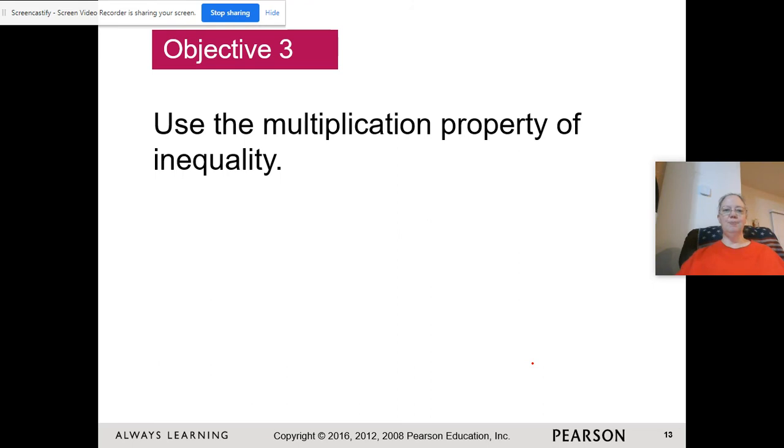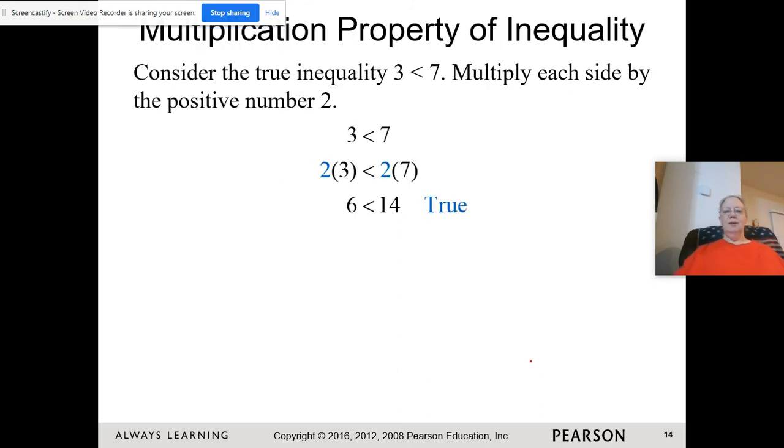Okay, multiplication property. I said solving an inequality is exactly the same with one exception, and here we're going to get our one exception. Let's take a look at this. Suppose I know that 3 is less than 7. We know that's true. 3 is smaller than 7. If I multiply both sides of this inequality by 2, I get 6 is less than 14, and that is still true. So I could multiply both sides by a positive 2, and I get a true statement.